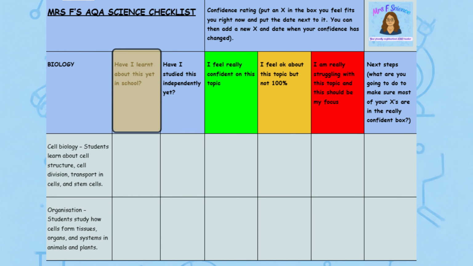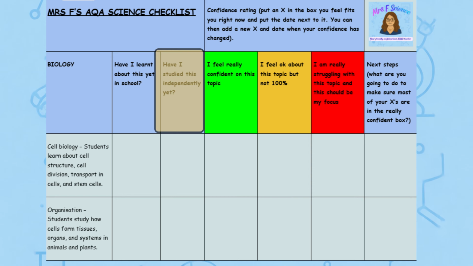So first things first, you're going to need the columns along the top. So the ones I highly recommend are as follows. Have I learned about this yet in school? So is it that you're in year 10 and you haven't actually learned about it yet? So that's not really fair to be judging yourself on something you haven't learned yet. So for those sections where it says, have I learned it yet? If you haven't already, I would just put a little cross in it, put the date, you can come back to it when you have learned it.